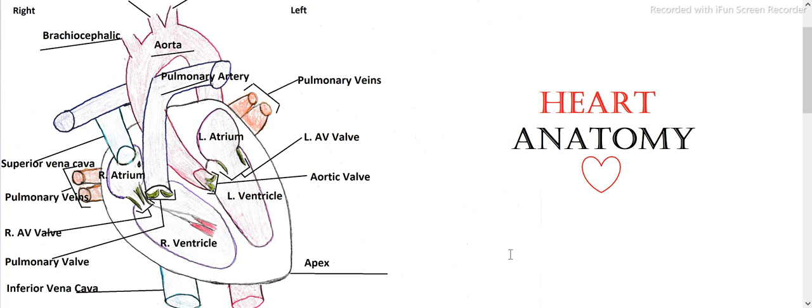This is it for the anatomy of the heart. In the next video, I'll be going more into depth on the blood flow of the heart.